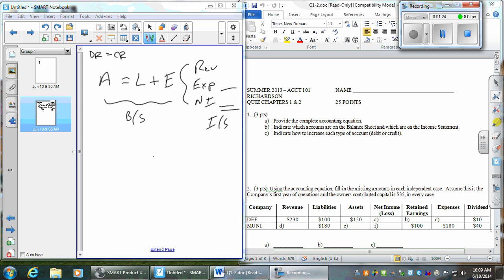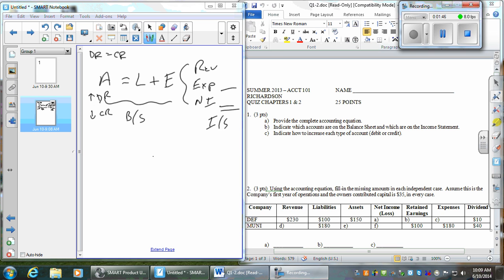Okay, so you guys tell me. Assets, how do you increase them? With a what? Increase them with a what, guys? Debit. Why? Because they're on the left-hand side. That's why. There's no more logic than that. How would you reduce it? Credit. And by the way, cash is an asset.